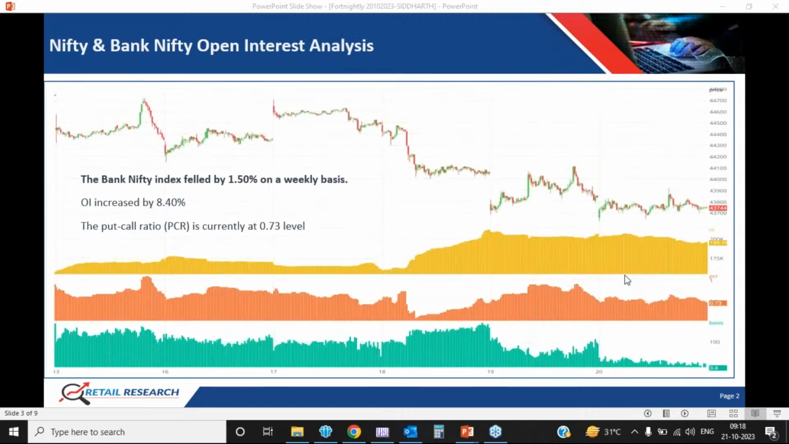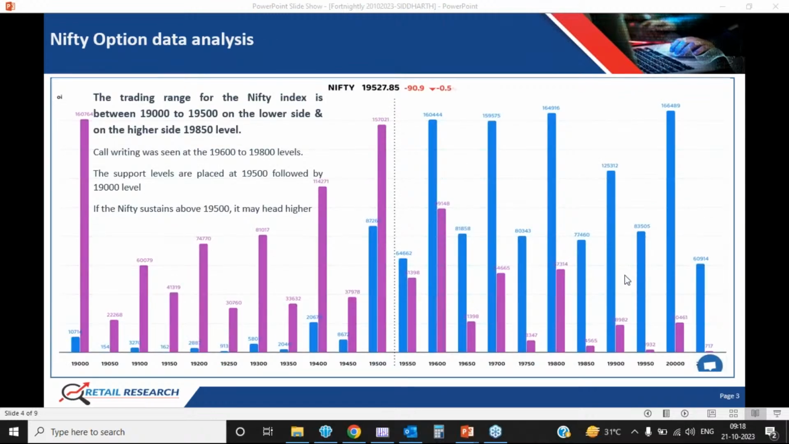Now we'll go to the next slide, the option segment for both Nifty and Bank Nifty. In the Nifty option segment, we observe call writing within the 19,500 to 19,800 level. This suggests near-term resistance in this range. On the flip side, Nifty is expected to find support around the 19,500 level. If it breaches 19,500, the support will move towards the 19,300 level, and gradually to the 19,000 level.